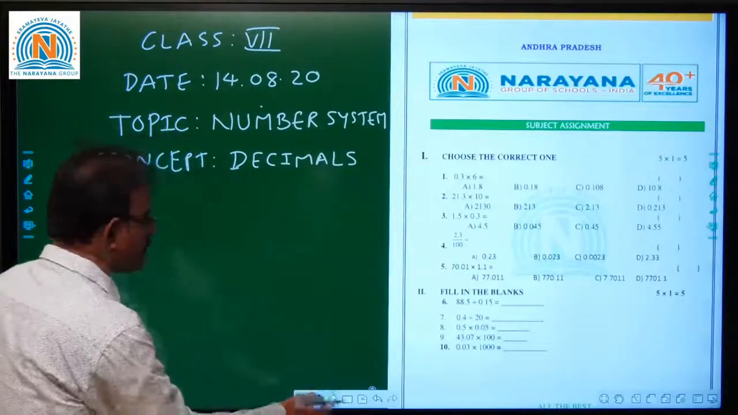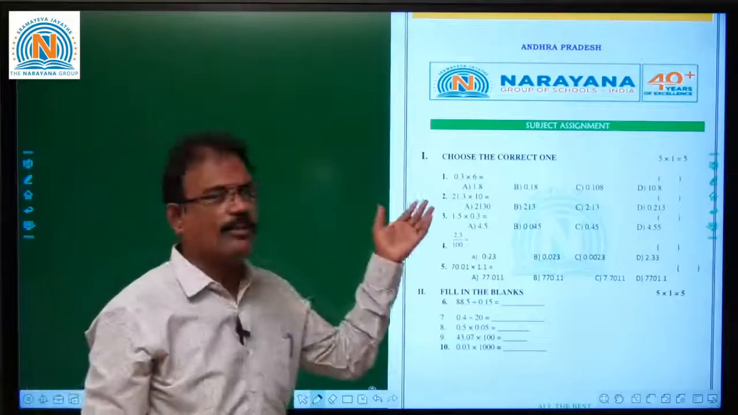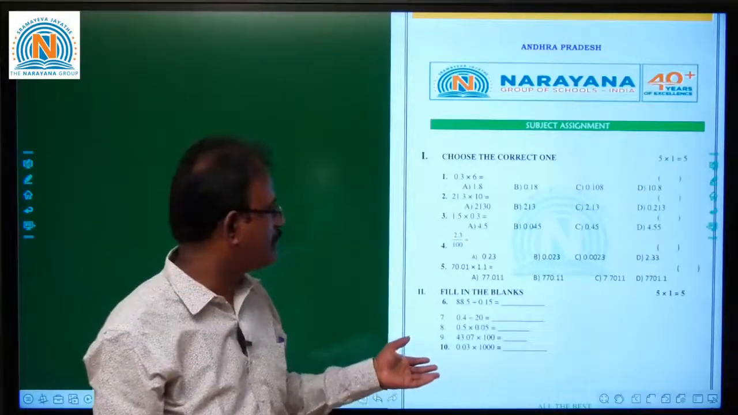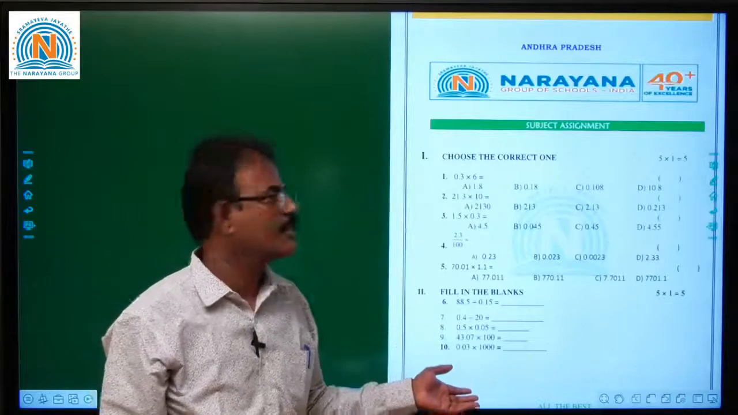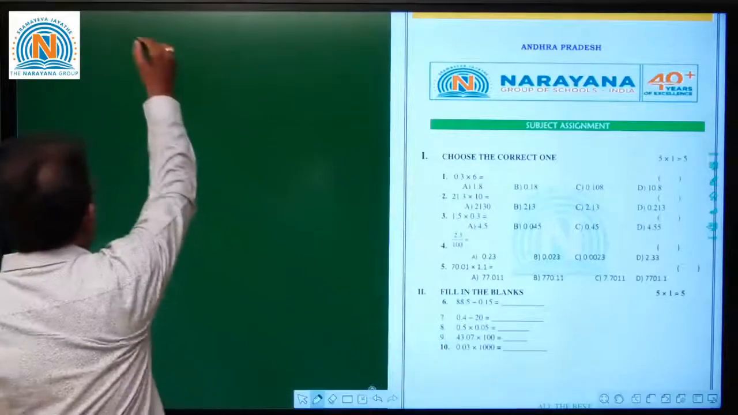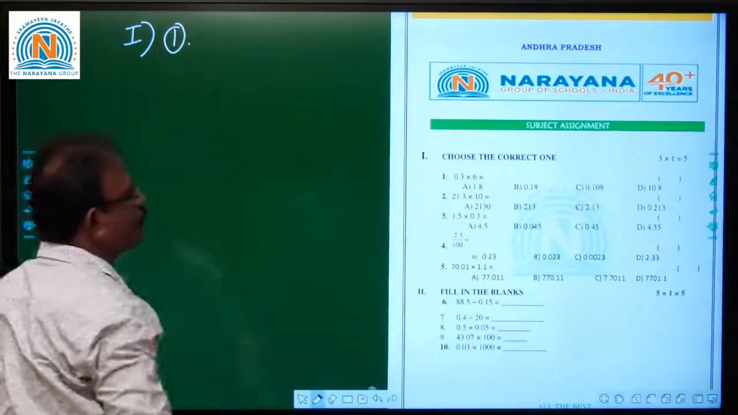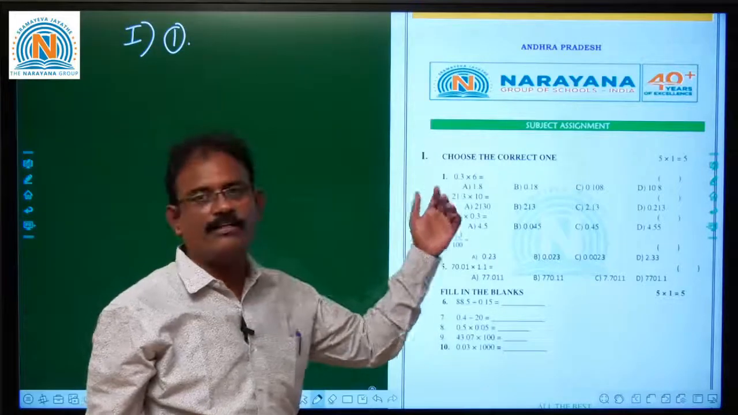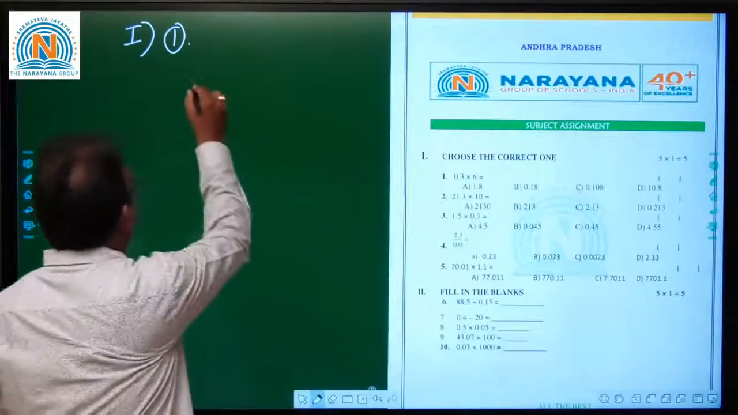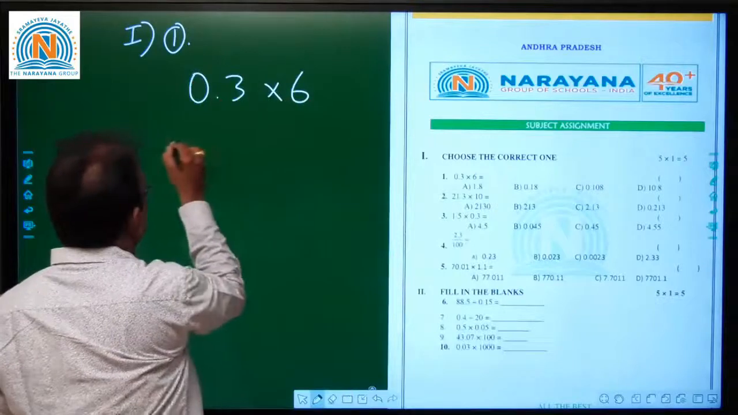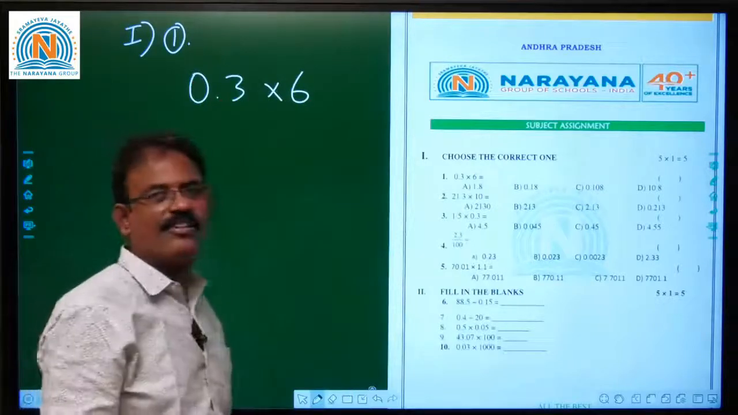Okay children. So here, if you observe the model question paper, it consists of two Romans. The first Roman is 5 MCQs and the second Roman is 5 blanks. So in the first Roman, the first one is 0.3 into 6. So how to multiply these, children?